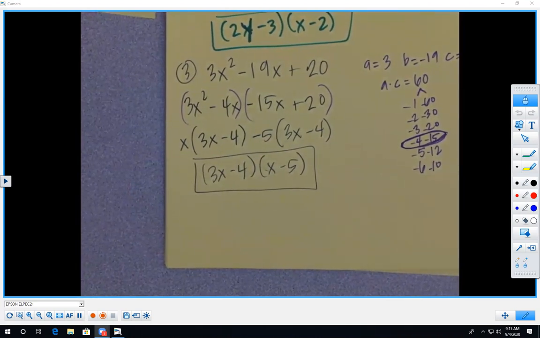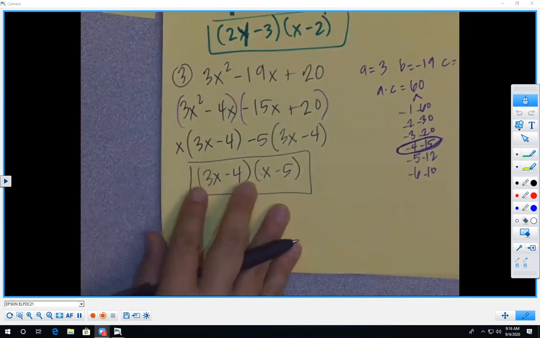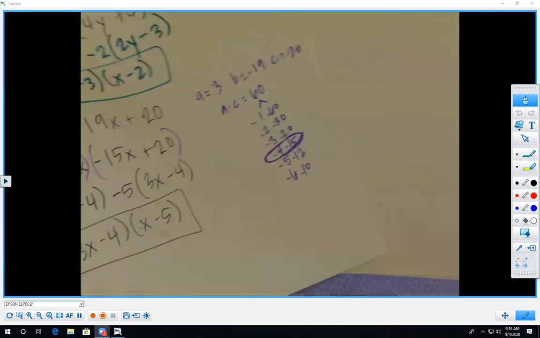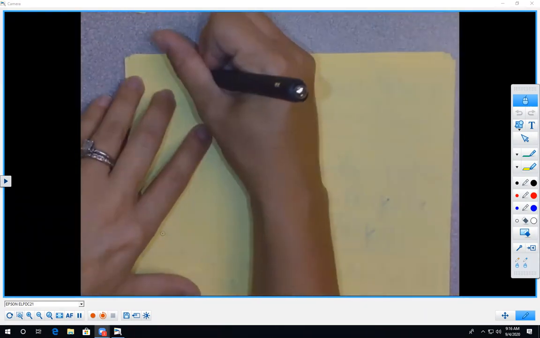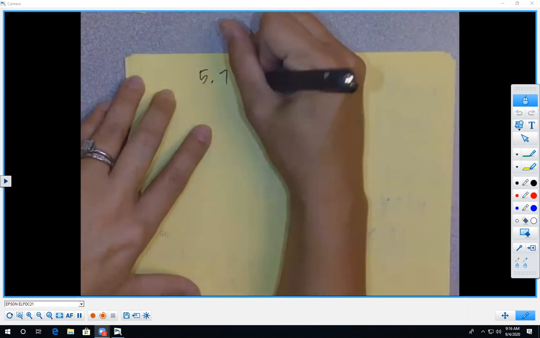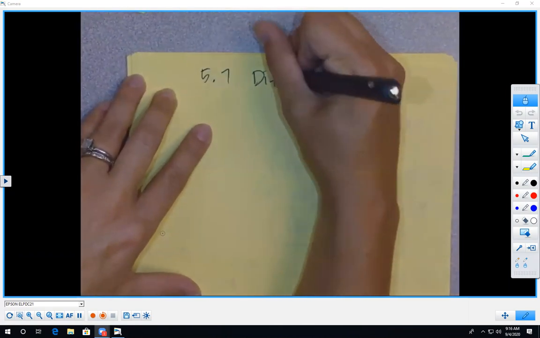Okay, we are going to move into the last kind of factoring today. The first one is for sure the easiest kind. The problem is it's so easy that you forget how to do it sometimes. So let's do that one first. It's section 5.7, and it's called the difference of two squares.